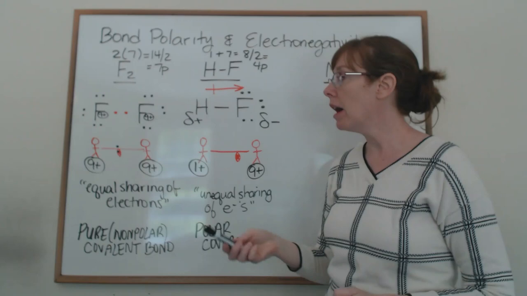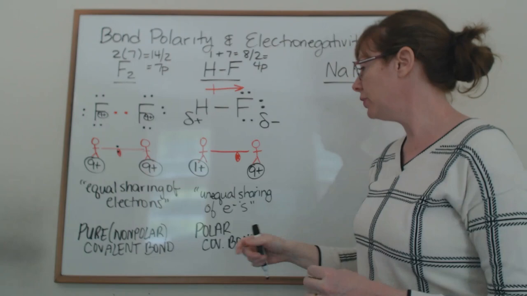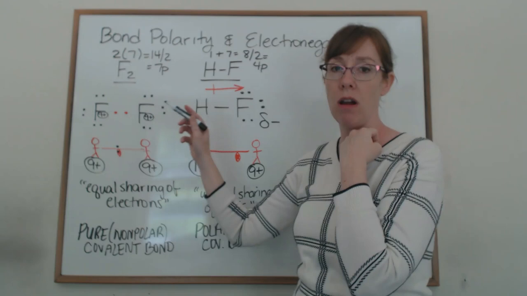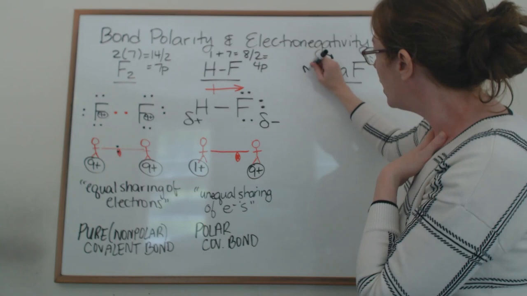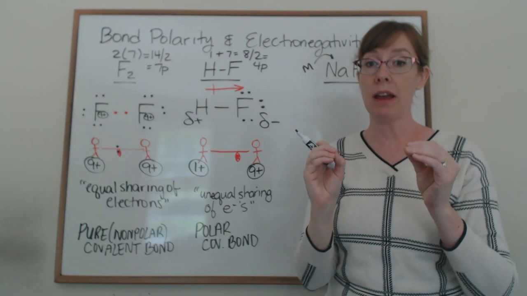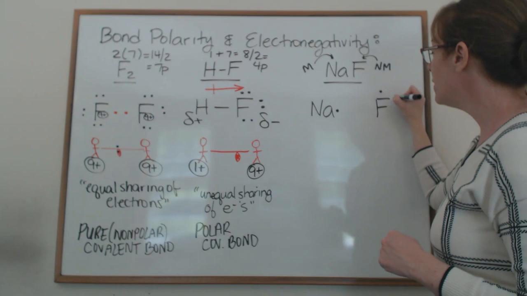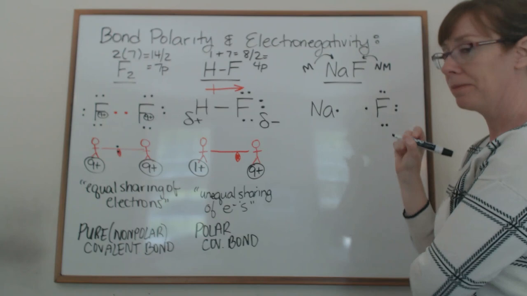Alrighty, now let's go ahead and move on to this last molecule, NaF. Now this one is different because, unlike these two, which are two nonmetals bound together, H and F are nonmetals, and of course F and F are, Na and F are a metal and a nonmetal. So right off the bat, we already kind of know that this is going to be an ionic bond, but let's go ahead and analyze it using Lewis theory. Na has a single valence electron. Fluorine has 7 valence electrons. So this one I'm analyzing from the point of view that it's an ionic compound.